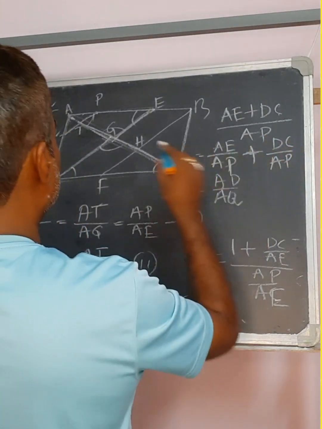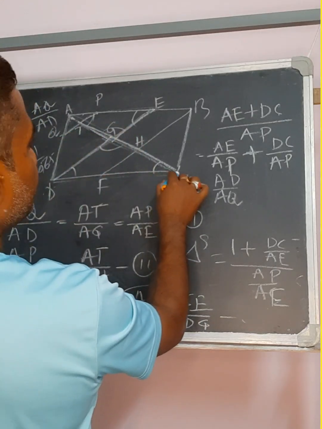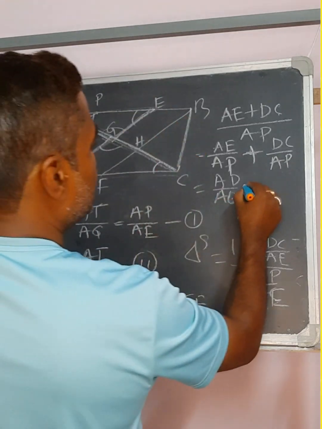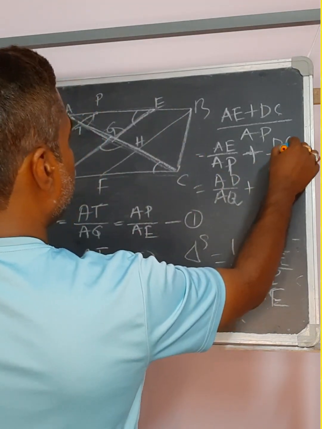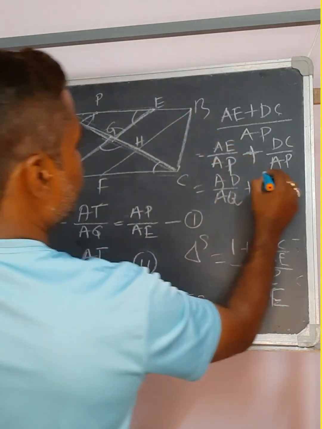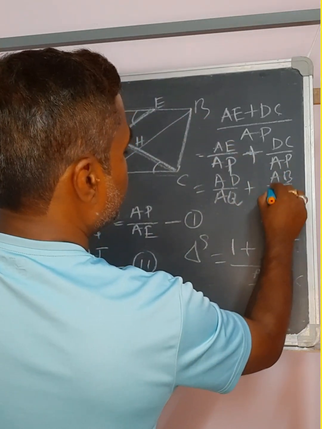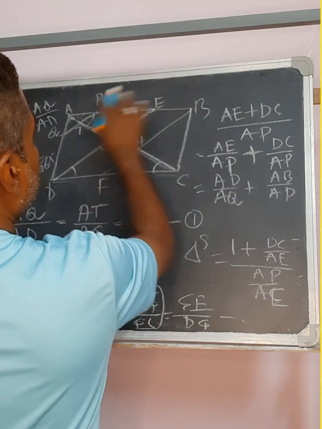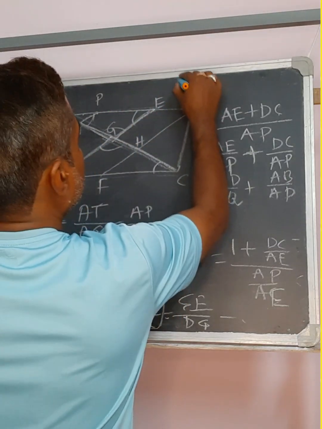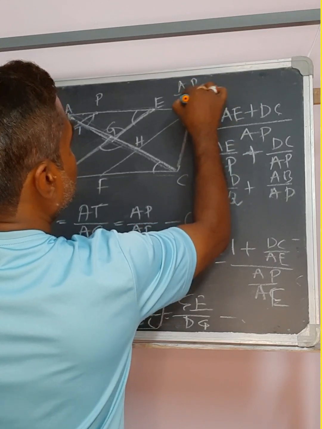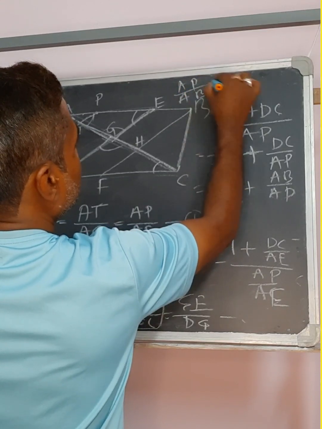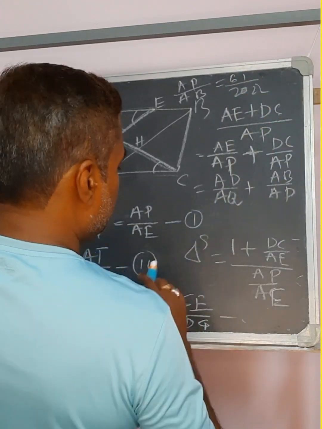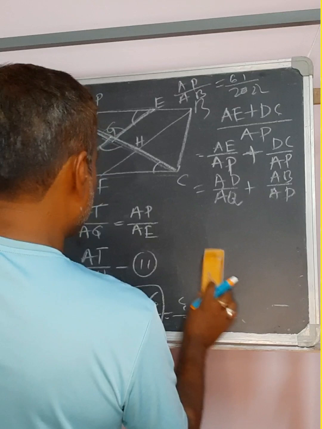Now DC by AP. DC means your AB. These are parallelogram, so the opposite sides are the same. So this is nothing but AB by AP. AB upon AP. So this is also given, because I know that AP by AB is given in the question as 61 upon 2022. So reverse of that, now I am putting the values, okay.